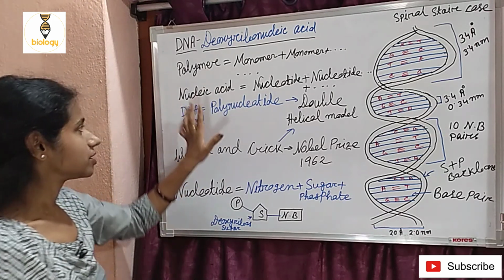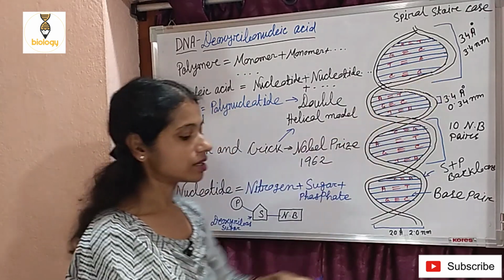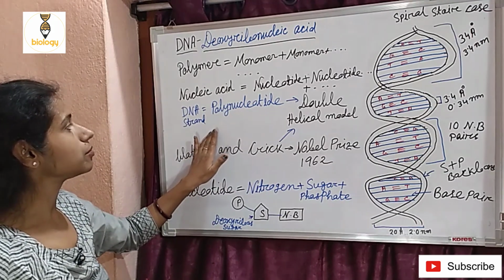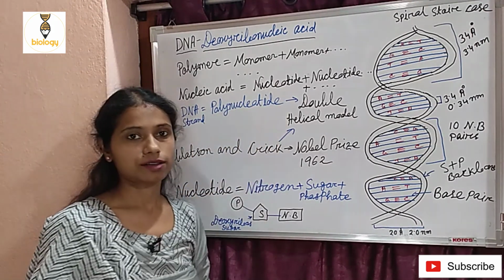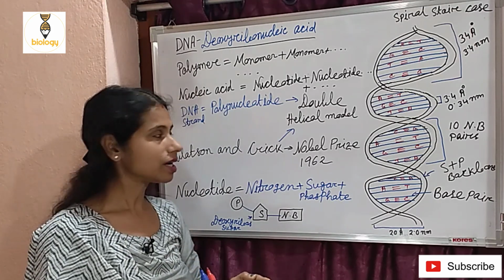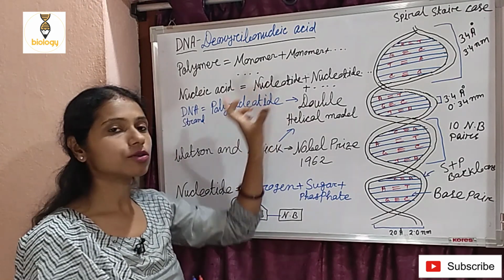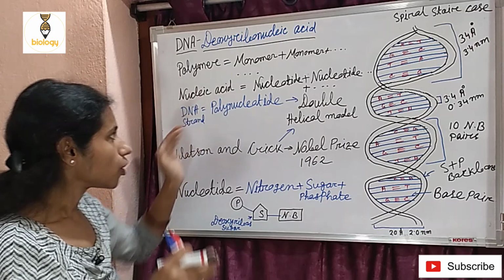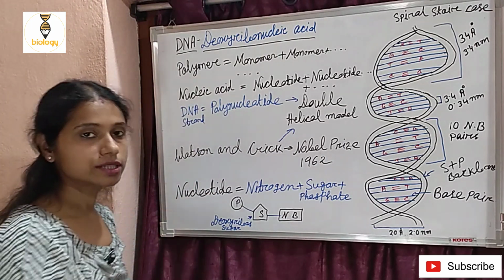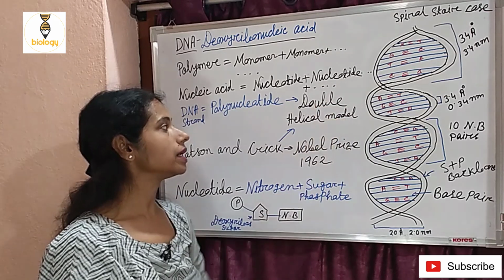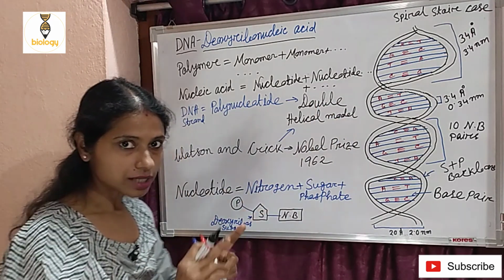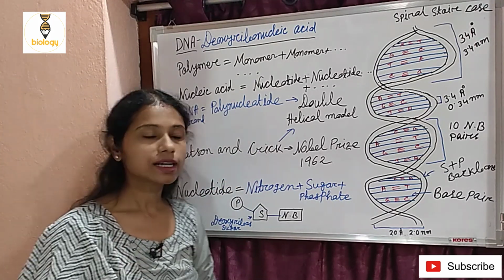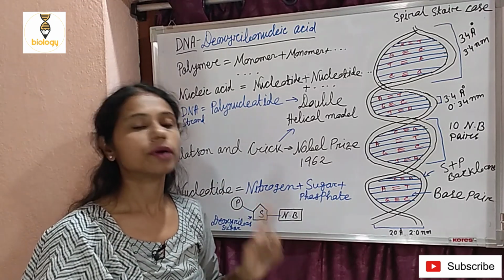This is one DNA strand, and that is another strand. Each DNA strand is made up of so many nucleotides, a polynucleotide. Poly means many. Polynucleotides means many nucleotides joined together and making the DNA. This structure is called the double helical model. It was given by Watson and Crick, and for that in 1962 they got the Nobel Prize also.